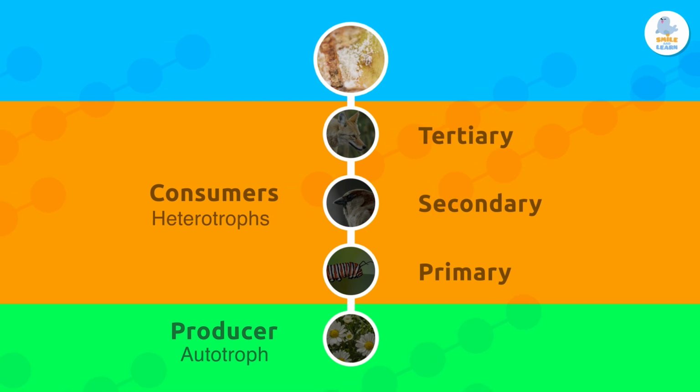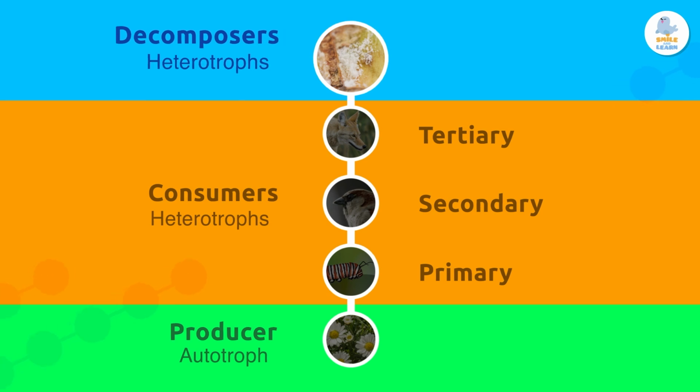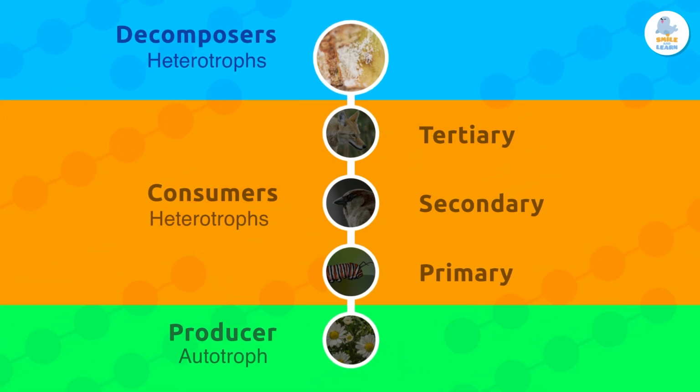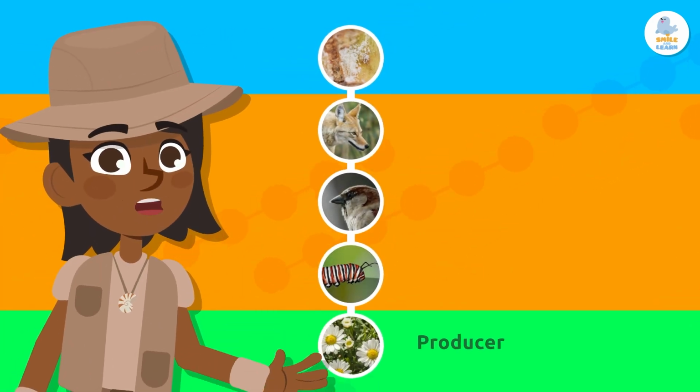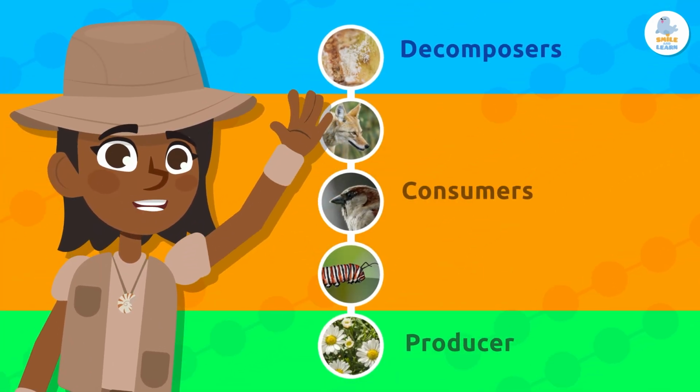Finally, the fungi and bacteria that decompose the tertiary consumers when they die are the decomposers. Decomposers are very important because they restart the food chain. Thanks to them, it begins all over again.